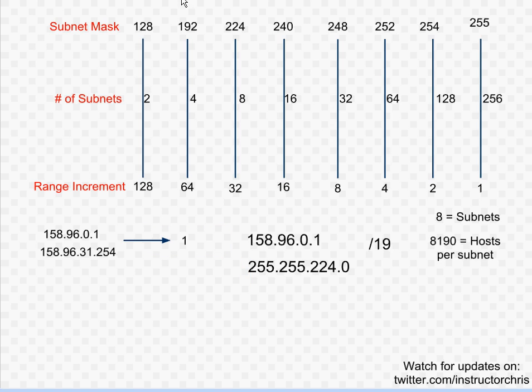Alright. Subnet number 2 would be 158.96. We ended all the 31, so it's going to be 32.1. Alright. Through 158.96.63.254. And that is going to be subnet number 2.